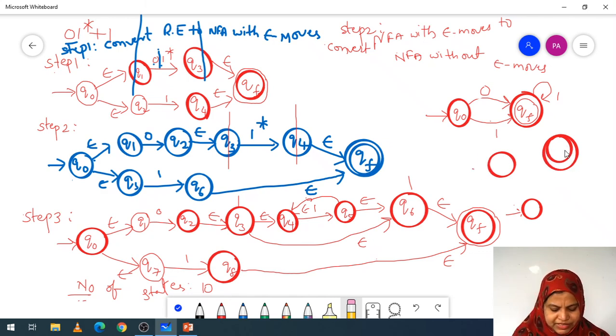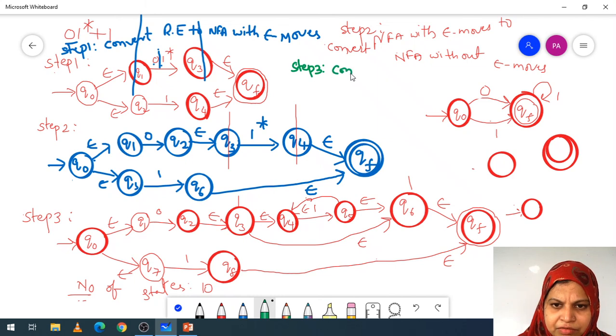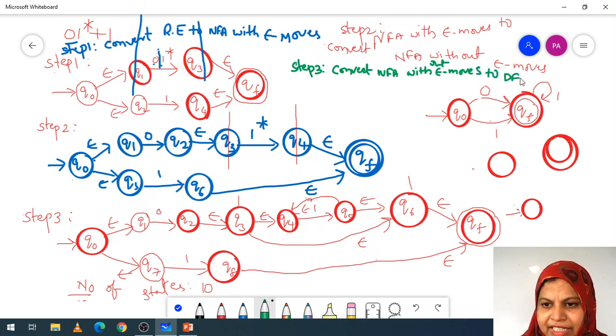Now I am going to convert this NFA without epsilon moves to DFA. What is my step 3? Here I am going to write step 3. Convert this NFA without epsilon moves to DFA, right.